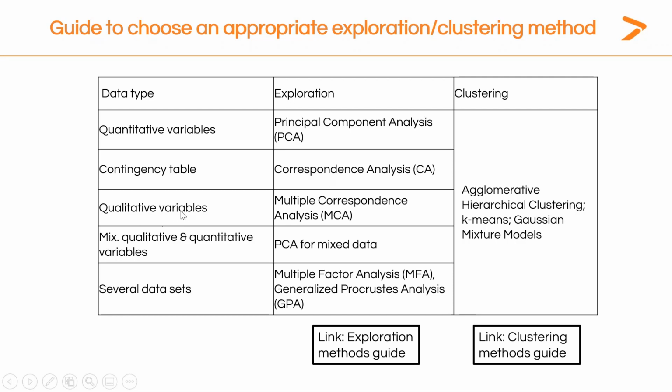If you have a qualitative variables table as an input, you can explore it using multiple correspondence analysis. This one is a bit hard to implement because there's a lot of data preparation, but if it ever works well, it can have very nice results. If you have a mixture of qualitative and quantitative variables as an input, you can use PCA for mixed data. And at last, if you have several data sets and want to investigate the relationships between these data sets, you can use MFA or GPA.